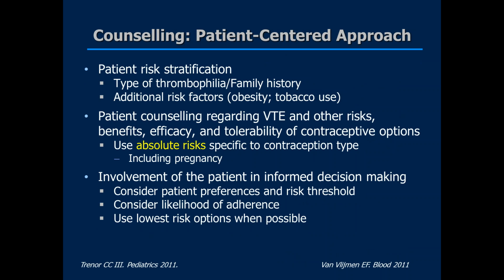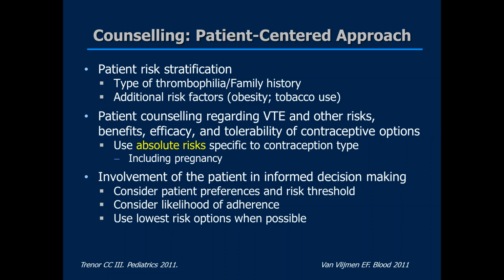So as we approach the situation of adolescents or even adult patients who have risk factors for venous thromboembolism but need some type of contraception, it's important that we perform an individualized risk stratification. So we need to take into account the type of thrombophilia the patient has, the presence or absence of a family history, and additional risk factors. And we need to counsel the patient regarding venous thromboembolism and other risks associated with contraceptive methods, but also risks, including pregnancy, associated with not using appropriate contraceptives.